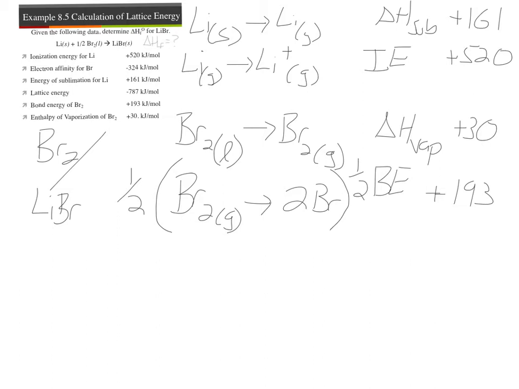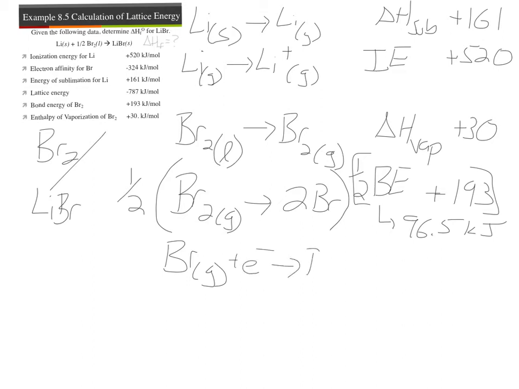That means that 193 is really going to give us 96.5 kilojoules. That's all we need for the bond energy. So we need to watch out there because our molecule only requires one of those. And then I need to take one of those bromines that is a gas, and it is by itself, and I need to add an electron to it. Okay, now adding electrons is going to give me my bromine ion. That's a gas. So that's my electron affinity. That's negative 324 kilojoules. So we're just keeping track of all of these energies. We will add them together here in a little bit.